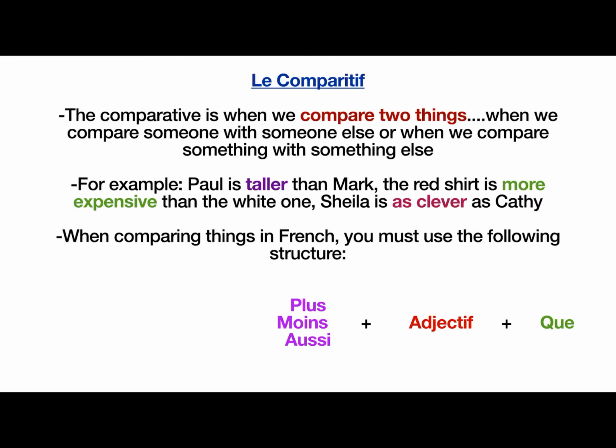So I'm going to teach you two small things. One is called the comparative and the other is called the superlative. We use these in our own language as well. It's just to be aware of them in English and in French. So le comparatif. So what is the comparative? The comparative is when we compare two things. So when we compare someone with someone else, or when we compare something with something else.